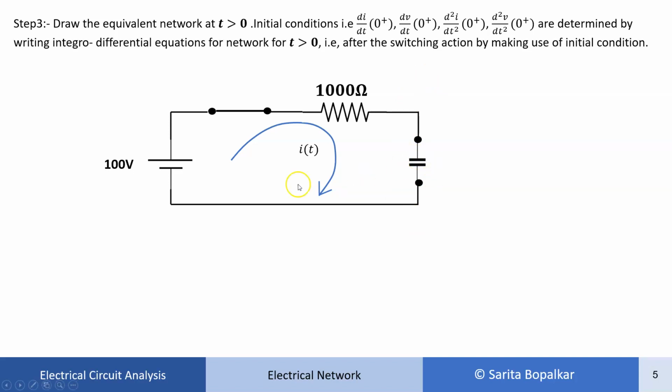Now at this point, we need to apply KVL. Apply KVL. So this is 100, and this is a 1 microfarad capacitor value. Apply KVL.